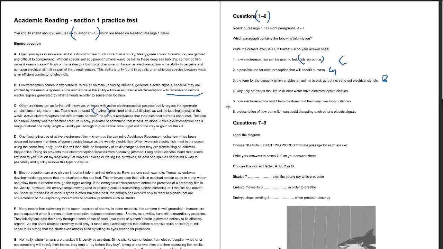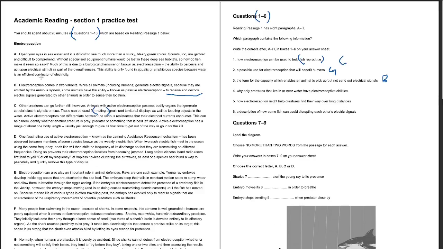Okay, question 4. Why only creatures that live in or near water have receptive abilities? This one we have to look at A, because that's exactly what we are talking about in the beginning, which is the introduction of electroreception. Looking back at paragraph A, open your eyes in seawater and it is difficult to see much more than a murky, blurry green color. Sounds too are garbled and difficult to comprehend. Without specialized equipment, humans would be lost in these deep sea habitats.